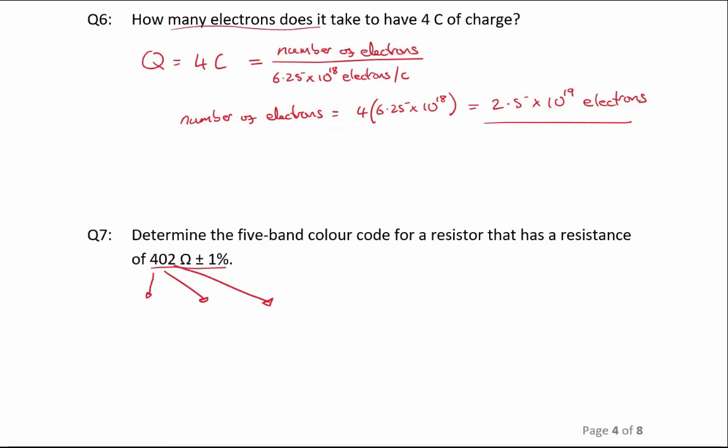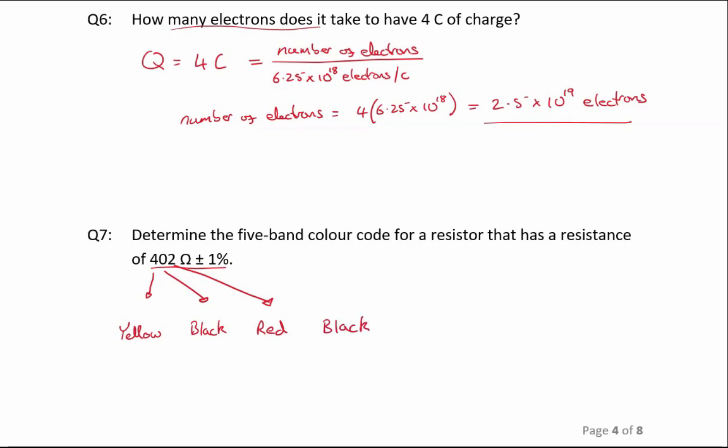So yellow represents the number 4, so that would be yellow. 0 is represented by the color black, and 2 is represented by the color red. So the first 3 colors represent the total, 402, so that would be yellow, black, red. Now the next color will be the multiplier, and what do we have to multiply 402 by to get 402? Well, we multiply it by nothing, so it's 0. So that would be black.